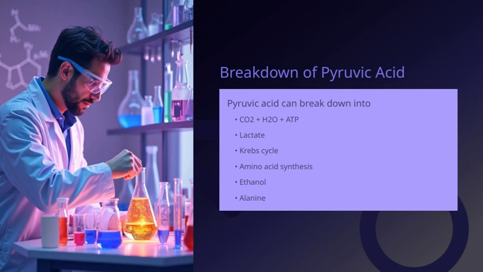During this process, pyruvate is further broken down, releasing carbon dioxide and water, and generating ATP, the energy currency our bodies rely on. In anaerobic conditions, pyruvic acid can be reduced to lactate, which allows glycolysis to continue and produce energy when oxygen is scarce. Overall, the breakdown of pyruvic acid is crucial because it links several metabolic pathways, helping our bodies adapt to different energy demands and environmental conditions.